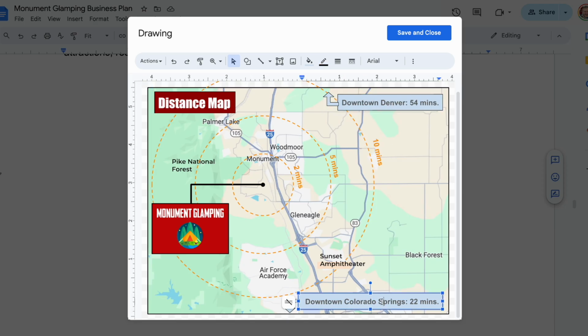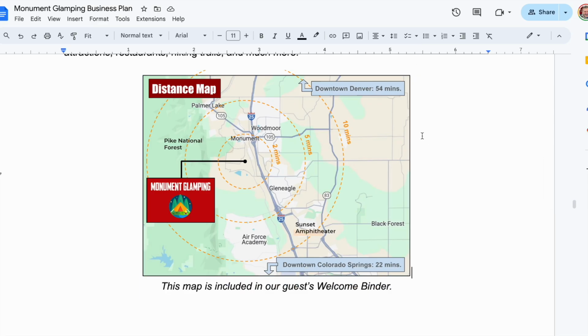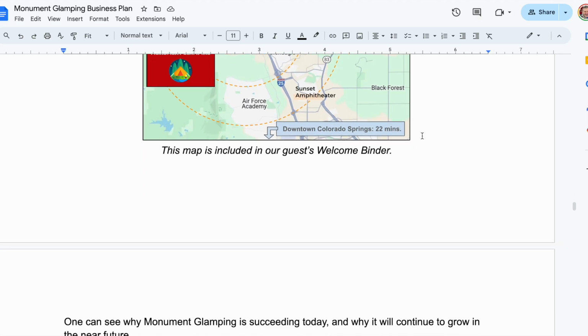I also show the distances to downtown Denver, 54 minutes, and to downtown Colorado Springs, 22 minutes, because sometimes an underwriter on a loan might not even know the area very well. So when you are applying for a mortgage or creative financing of some sort, the investor, the guy that has the money, the underwriter, may not have ever been to your area of the country. They're looking at just the bottom line and how convincingly they can make money off of your operation. So you want to be as specific as you can in showing them where you are.